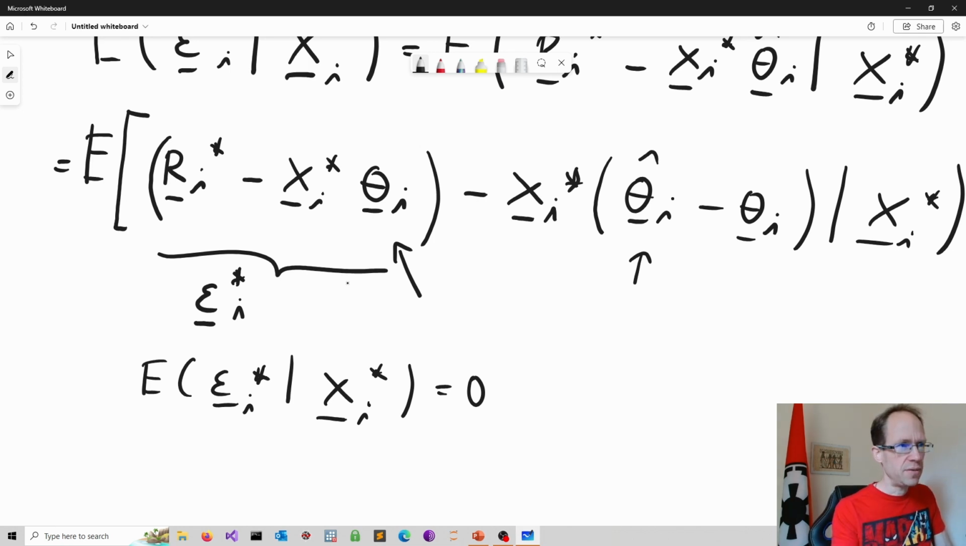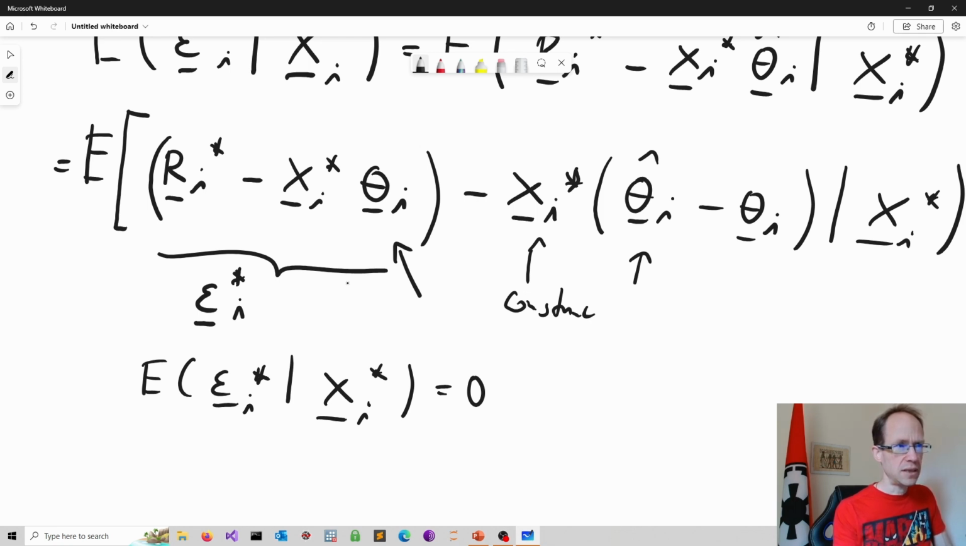Now in here, if you want to derive this, we again note that the first term is a constant, so we can just pull this out and I get an expected value of the second term.